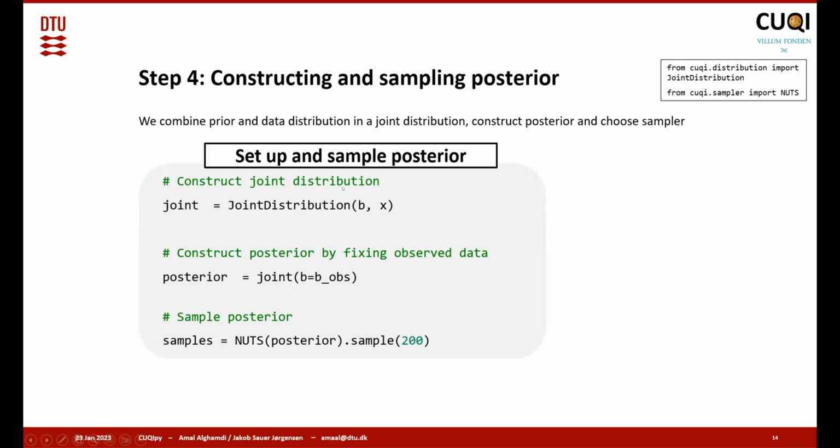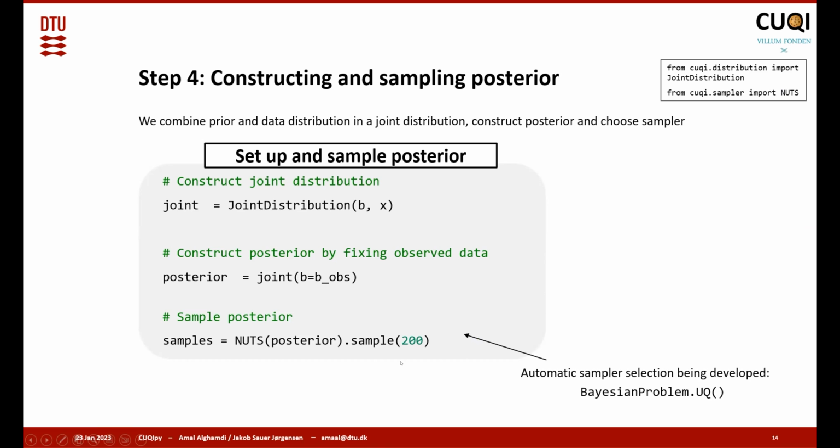So first we have the likelihood distribution and the prior distribution. We have a joint distribution class that creates the joint distribution of both. And then once we specify the data, then it becomes the posterior. And once we have access to the posterior object, we can use any of the available samplers to sample it.